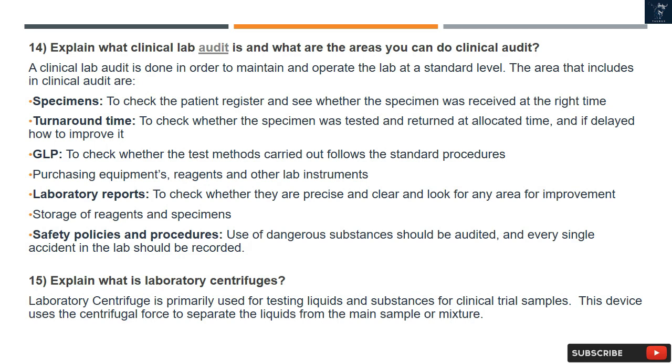GLP. Check whether the test methods carried out follow the standard procedures. Purchasing equipment, reagents and other lab instruments. Laboratory reports. Check whether they are precise and clear and look for any area for improvement. Storage of reagents and specimens. Safety policies and procedures. Use of dangerous substances should be audited, and every single accident in the lab should be recorded.